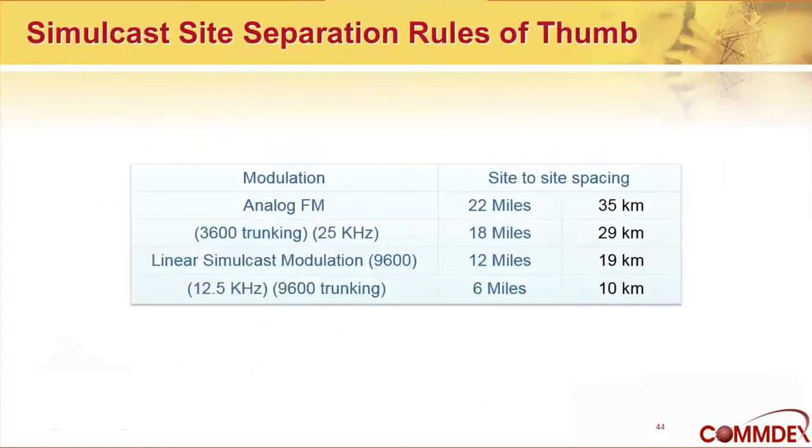So how far away are the sites? Well, that depends on the type of modulation we're using. In the analog FM world, it was much more tolerant of delay. So we could space our sites up to 22 miles apart from each other. But as we developed new and better digital technologies, it became less tolerant of delay because the bits got smaller and faster and were less tolerant of delay. So 9600 bit per second trunking with 12.5 kilohertz spacing, we were down to about 6 mile spacing.